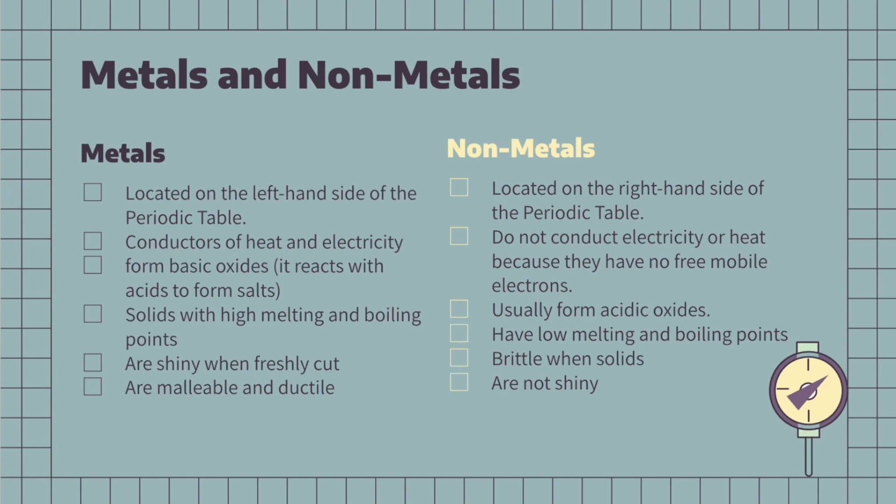Metals are shiny and have a metallic luster when they're freshly cut. They are also malleable, which means that they can be hammered into any shape, and ductile, which means that they can be drawn into wires. Non-metals are usually brittle when they're solids, and they aren't shiny.